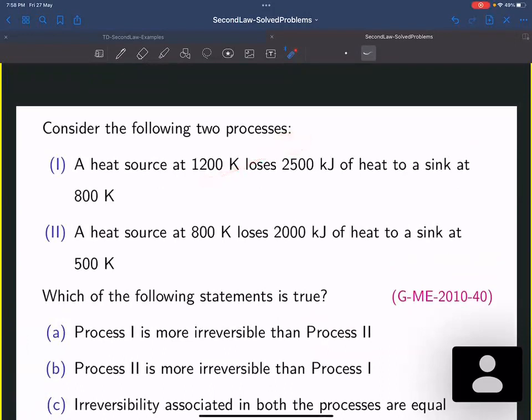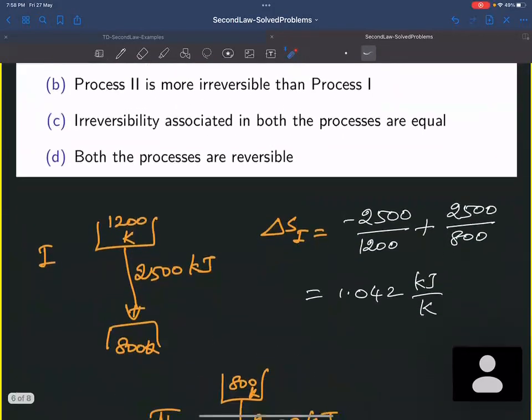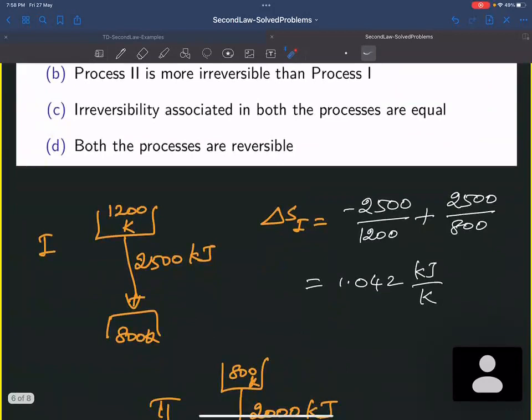Otherwise, we can simply take this from the reservoir at 1200 to the sink at 800. This amount of heat is simply going in. So without extracting any work, we are getting this heat transfer. The heat transfer is happening without extraction of any work. How to extract work and exchange heat transfer?